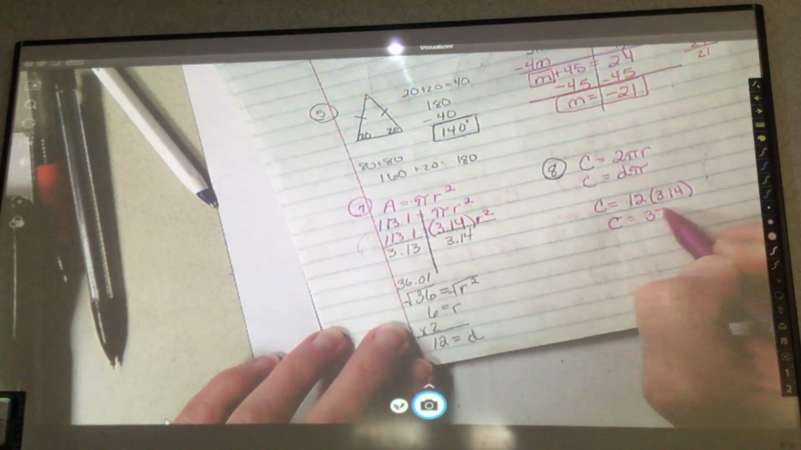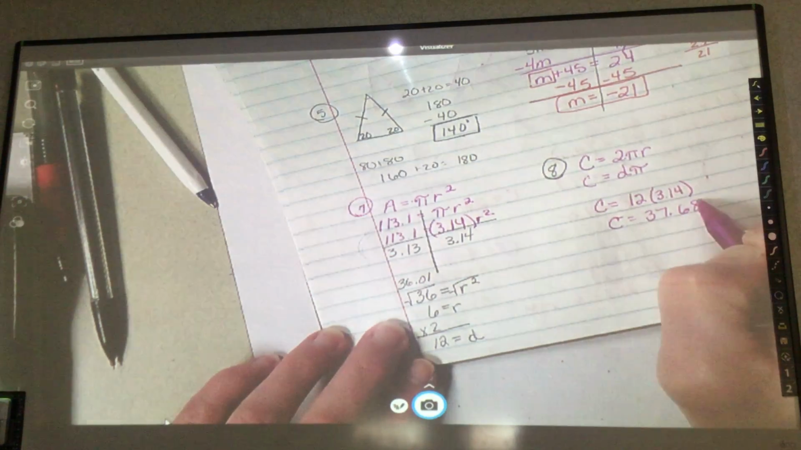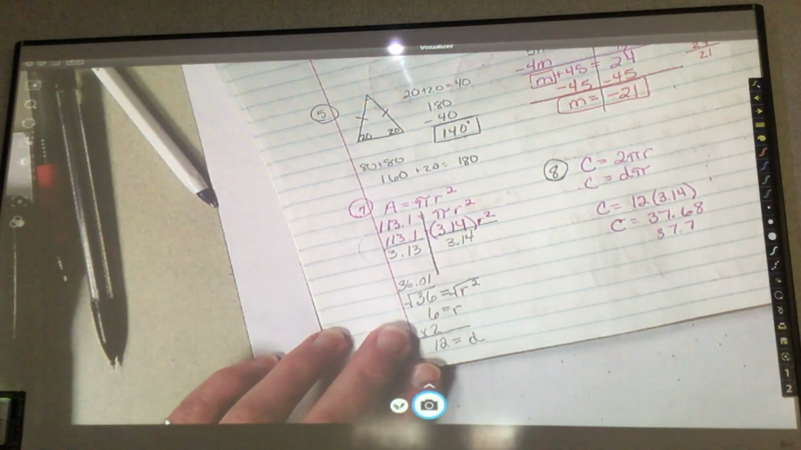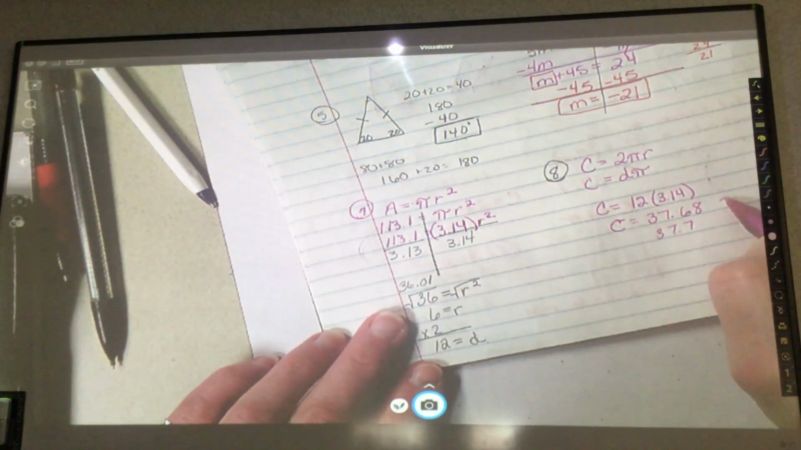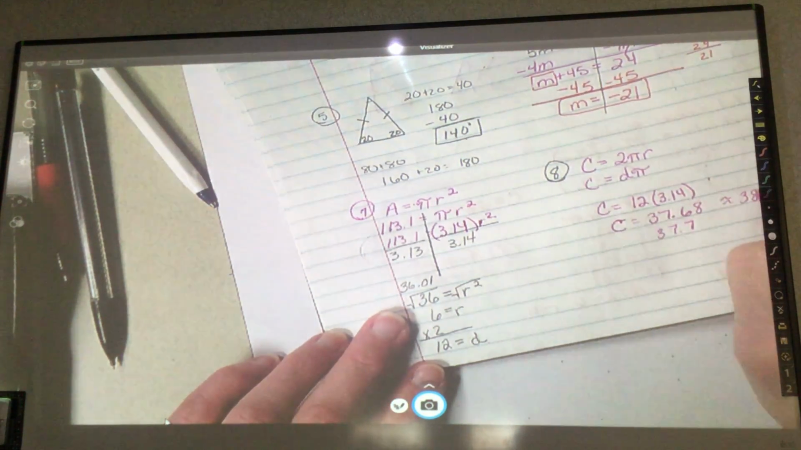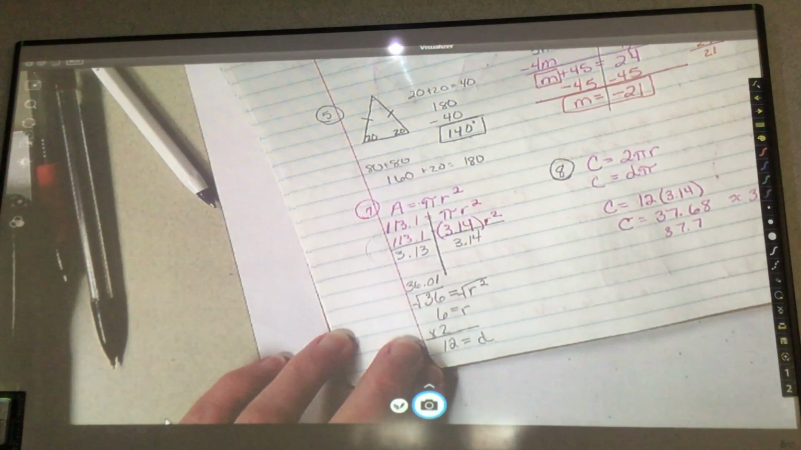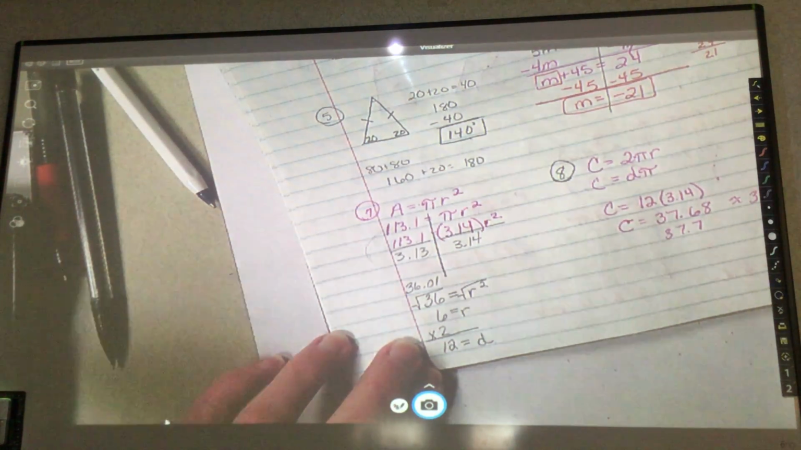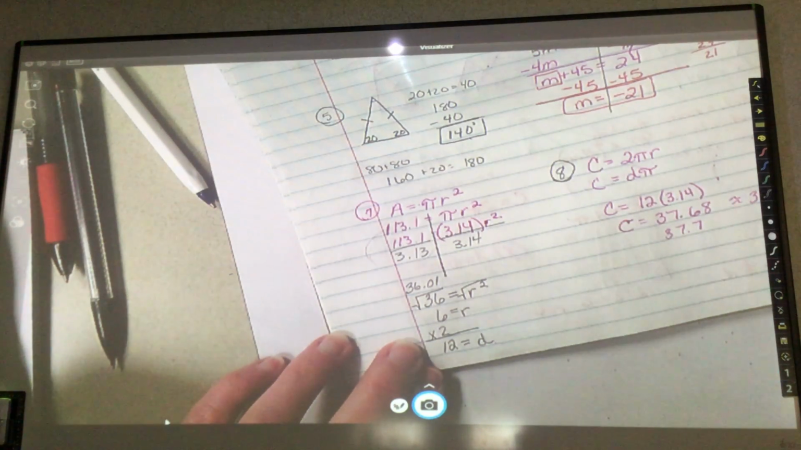I have 37.68. You can round it to 37.7. You can leave it at that, or you can round it to, I guess, 38. Either of those answers is fine. 6.9, probably. Did you use the pi button? Yep, that'll work.